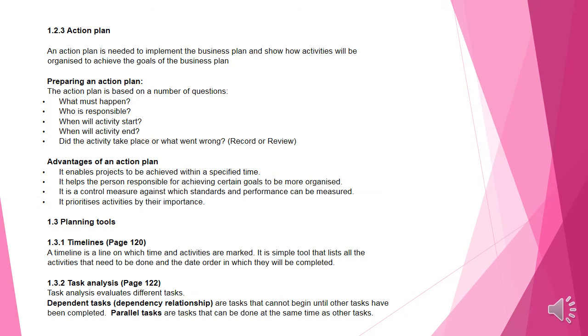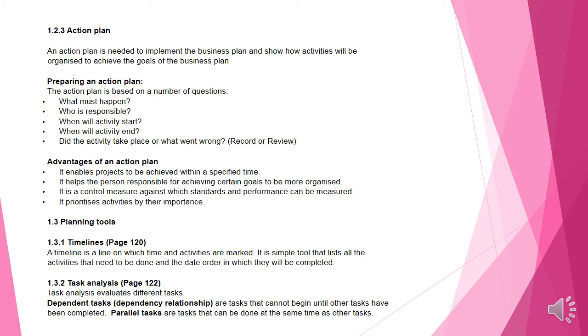On the next slide, we have the action plan. An action plan is needed to implement the business plan and show how activities will be organized to achieve the goals of the business. We need to implement the business plan and show how activities will be organized to achieve the goals of the business plan. Then preparing an action plan.